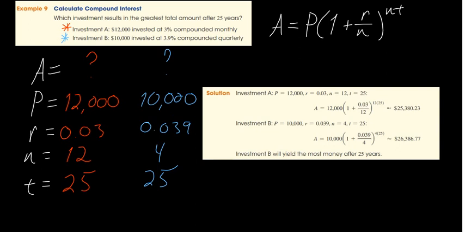So it appears if we plug everything in and everything works out just right, then investment B will yield the most money after 25 years. If I invested $10,000, after 25 years I'd have $26,386, which isn't bad, I guess. But after 25 years, I'd hope to make a lot more than $16,000 off of a $10,000 investment. But then again, if I invested $1 million, that would be a quarter million in interest. Still, this is how we calculate compound interest.